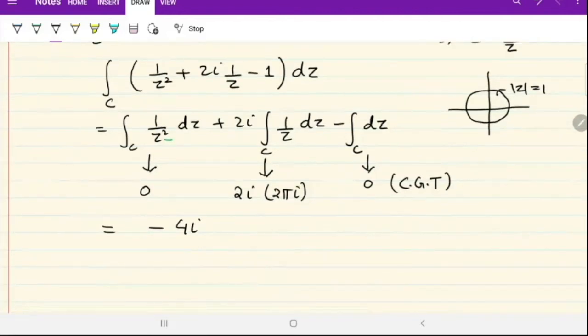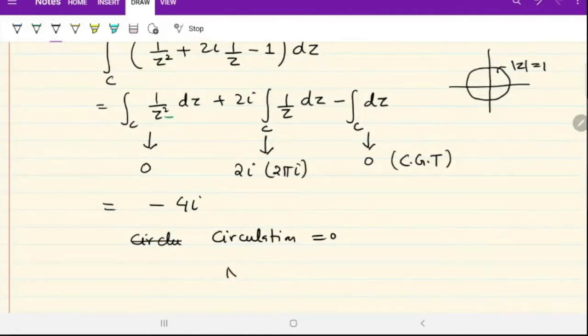So from here we can see that its real part is 0 and the imaginary part is minus 4. The real part is circulation, that is 0. The imaginary part is net flux, which here is minus 4. So for this particular example, circulation is 0 and net flux is minus 4.